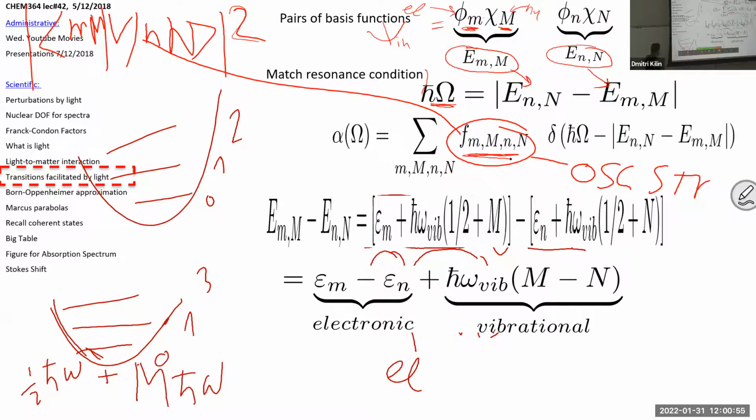Since we are considering a transition from lowercase m uppercase M to lowercase n uppercase N, this oscillator strength has four indices, right? Two indices for initial, two indices for final. And then for the density of final states, we have this delta function, which I think we covered a couple of meetings ago, right? It will be infinitely high if the argument in brackets is zero. So basically, if the energy of the photon is exactly equal to the energy difference between the sets of states. So we have two factors in order for photoexcitation to happen. We need the resonance condition and we need a favorable oscillator strength. And oscillator strength is, up to a factor, very close to the transition dipole matrix element squared.